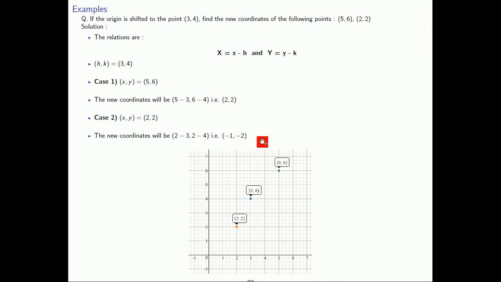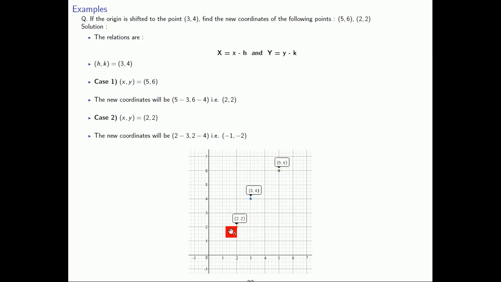Okay, now let's try to verify our answers. We have shifted the origin to point (3, 4), which is the blue dot here. The x coordinate is 3 and the y coordinate is 4. The first point is (5, 6). Now it is easy to see that if (3, 4) is the origin, the x coordinate of (5, 6) will be 2 units in the positive x direction, so it will be positive, and so will be the y coordinate, which will be 2. So the new coordinates (2, 2) are correct for the point (5, 6), the green dot.